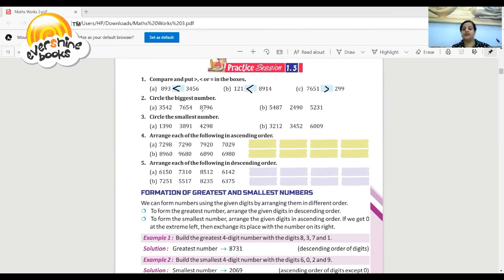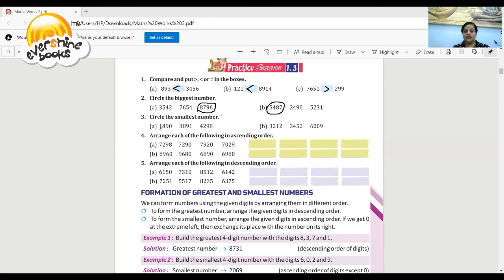Now circle the greatest or biggest number. 3000, 7000, 8000. Which is bigger? We will come to know about this by circling the bigger number. Okay. Now 5000, 2000, 5000. Here 5000, 5000 same. If it is coming same, then we will see the 100 place value, that is 4 and 2. It means 400 and 200. Which is bigger? 400 is bigger. So we are going to circle the biggest number, that is 5487.